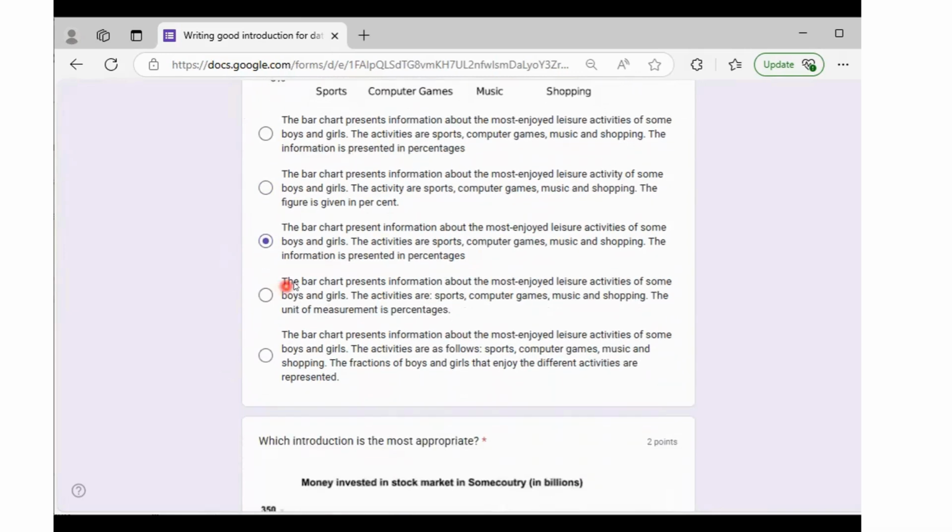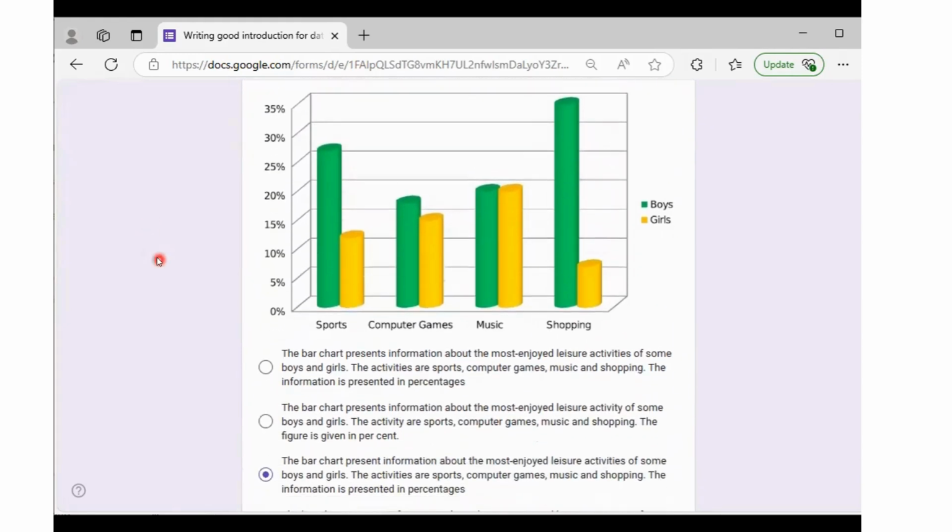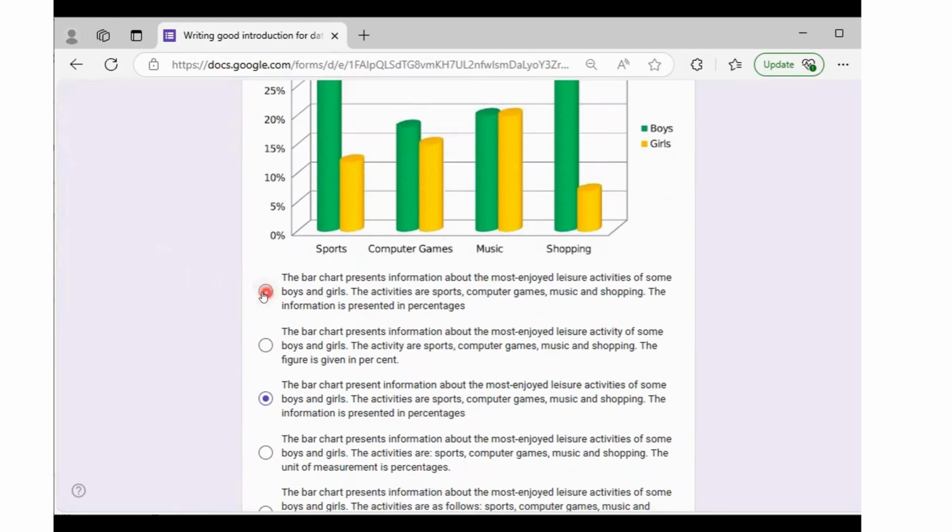D, let me see. The bar chart presents information about the most enjoyed leisure activities of some boys and girls. The activities are as follows. This colon is wrong. This colon should not be there. Two of the options have no grammatical errors.